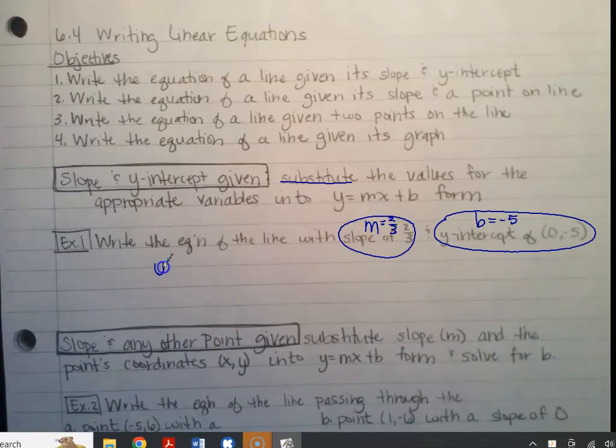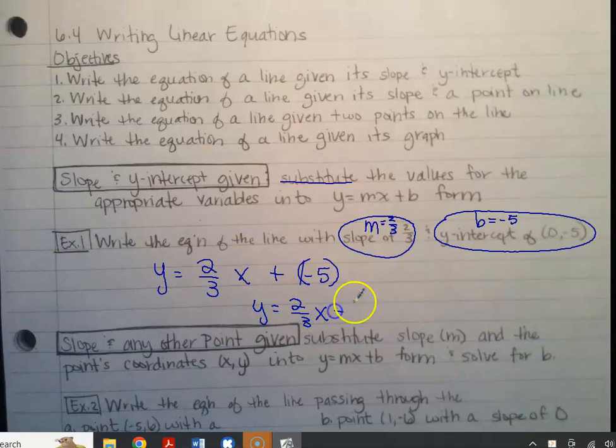So you have y equals mx plus b. What's your m? Slope, which is 2/3. So you're going to put 2/3 in there. And what's your b? -5. So you're going to put -5 in there. That's it. The only other thing that would be different is if you want to get rid of the plus and just make it minus. You can do y equals 2/3 x minus 5.